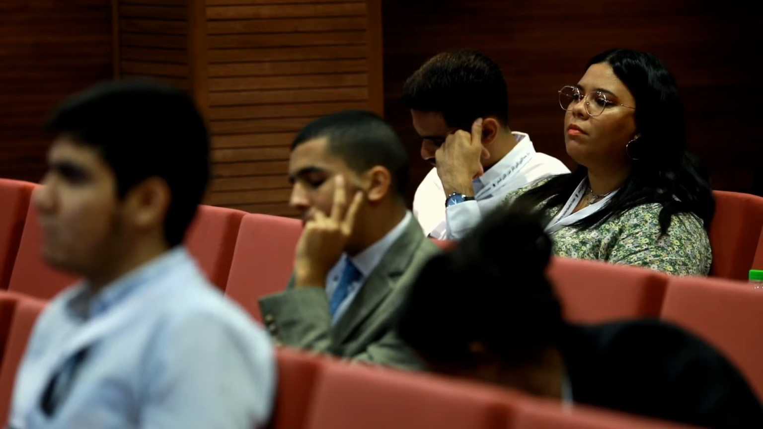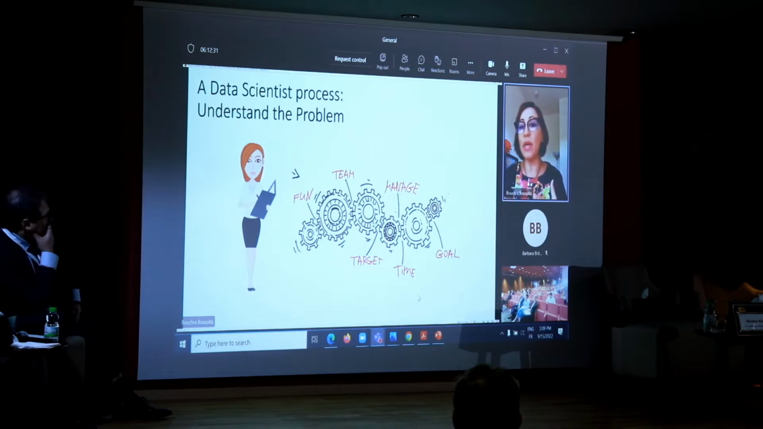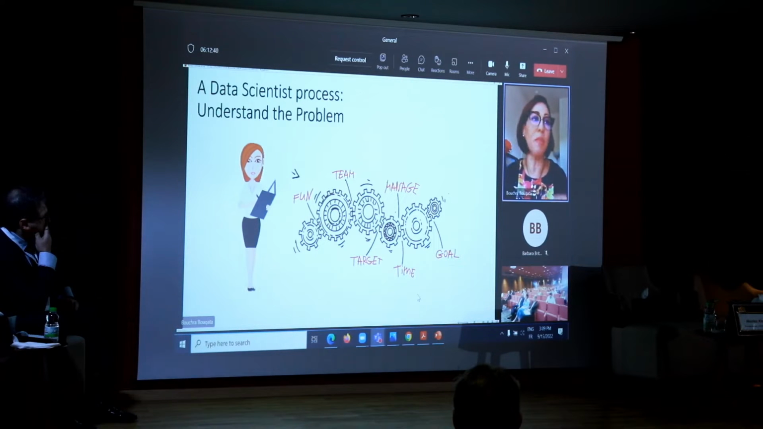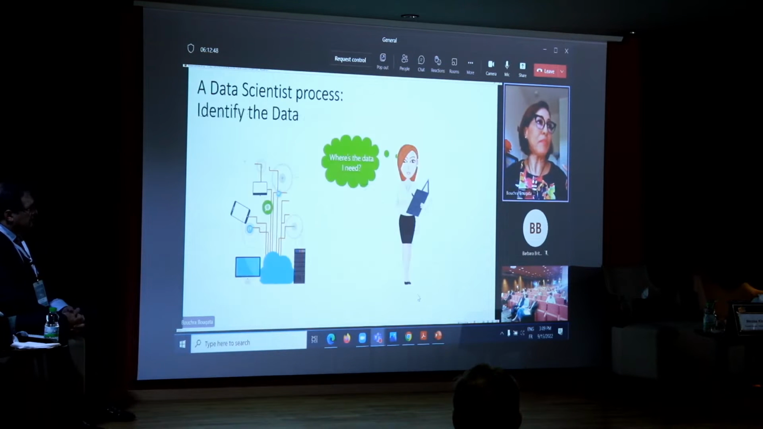You really need to understand that you're part of a team, and understand the goals of the problem: what are we trying to achieve, what is the target, what are we trying to accomplish, and what are the time constraints. Some problems are very open-ended, so you have to divide them into smaller achievable targets and manage that.